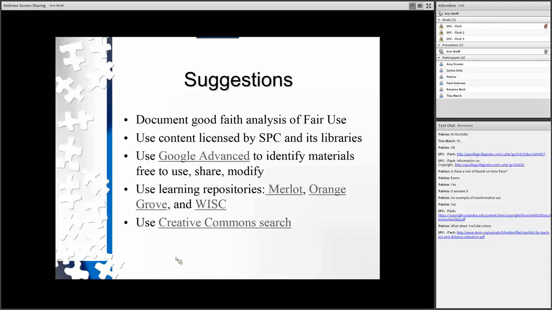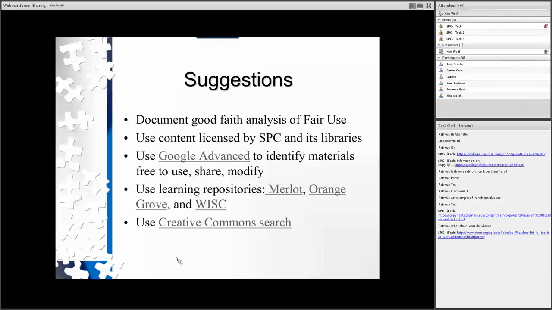So when we look at the different things you can do, there is your good faith analysis of fair use. You can use content that's licensed by SPC through its libraries, and you have a host of online databases. If you're not familiar with our databases, we aren't just a print entity anymore. There are art databases where you can bring art and images into your coursework. There are films that are licensed and already clipped. So if you didn't need to bring in a full-length film to make your point, you can bring in a 4 to 5 minute clip so that you are in more compliance with copyright.